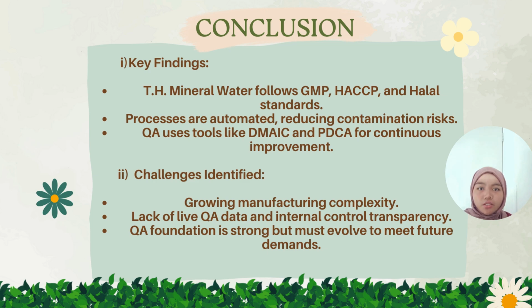In conclusion, our key findings show that T.H. Mineral Water already adheres to important standards like GMP, HACCP, and Halal certification. The company uses automation to reduce contamination risk and applies quality tools like DMAIC and PDCA for ongoing improvement. However, we also identified some challenges. Manufacturing complexity is increasing, yet there is still a lack of live QA data and full transparency in internal control. While the current QA foundation is strong, it must evolve and adapt to future demands and expectations. With the right strategy in place, T.H. Mineral Water can strengthen its competitive edge while maintaining high quality standards.